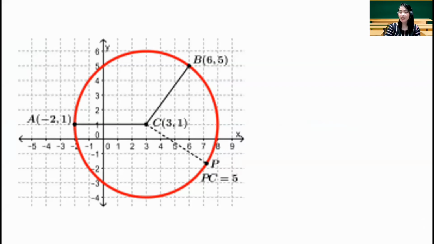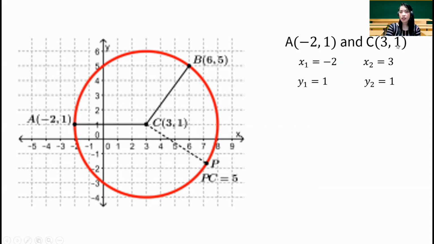Let's justify your answer by using the distance formula. Given the points A (-2, 1) to C (3, 1), the coordinates are x sub 1 is -2 from point A, x sub 2 is 3 from point C, y sub 1 is 1 from point A, and y sub 2 is equal to 1, that is from point C. The distance formula is d equals the square root of the quantity x sub 2 minus x sub 1 squared plus the quantity y sub 2 minus y sub 1 squared.